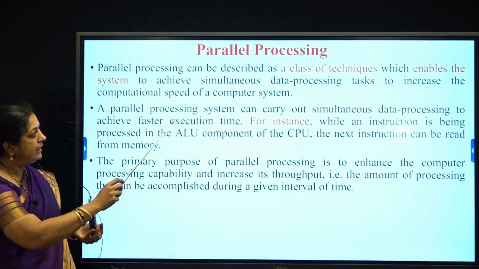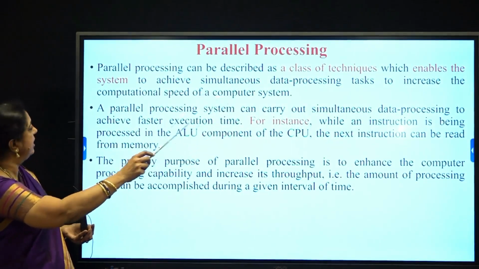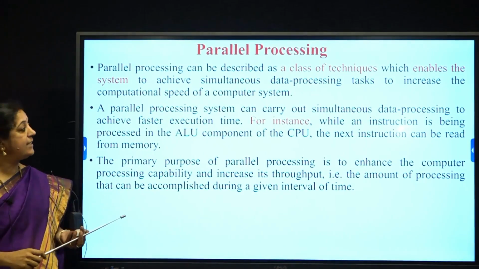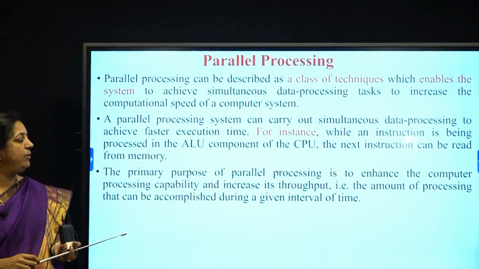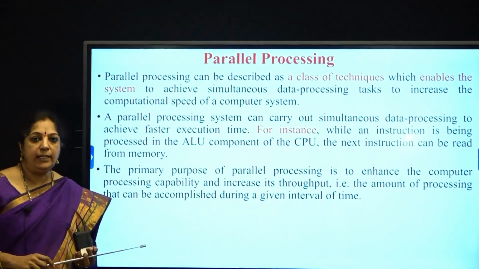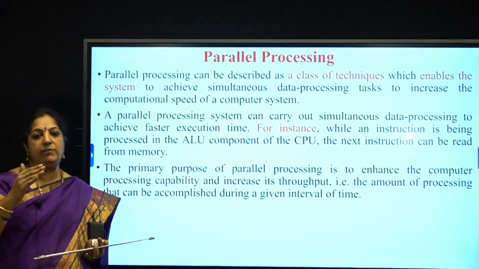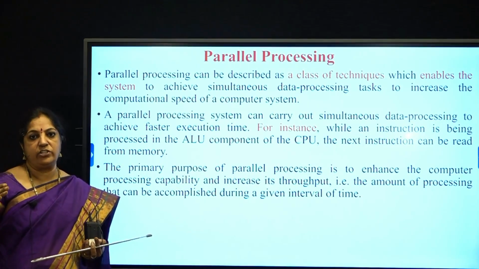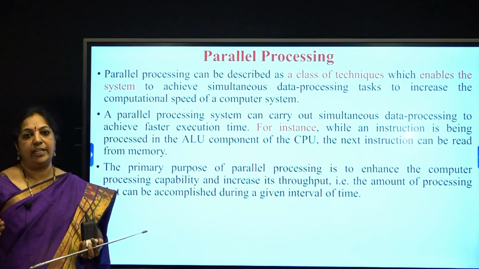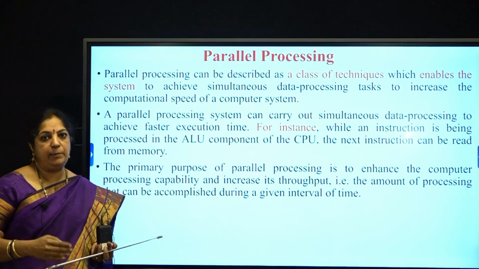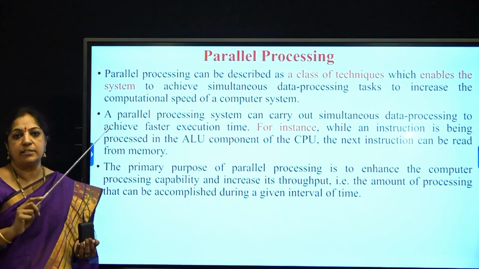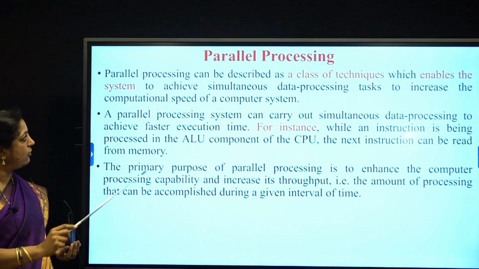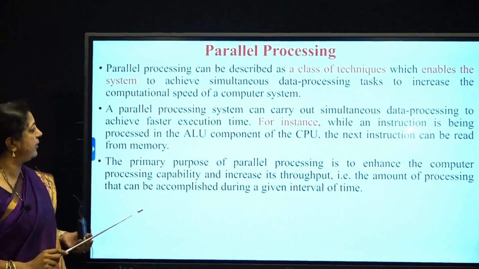Parallel processing is a class of techniques which enables the system to achieve simultaneous data processing to increase the computational speed. So when we are executing instructions sequentially, it will take more time. To increase the speed, we perform simultaneous data processing tasks. That concept we call parallel processing.